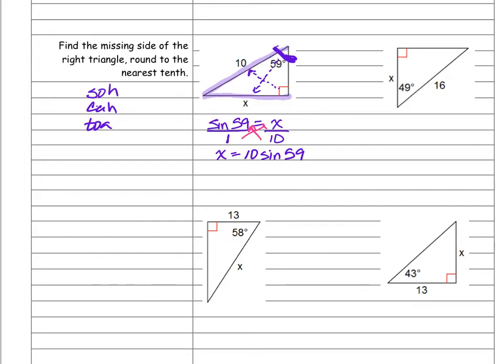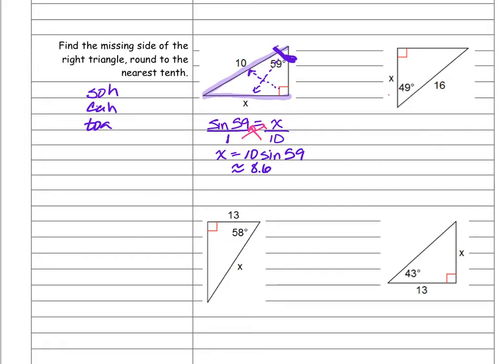So if I put this in here, I'm rounding, right? So it's going to be approximately equal to, not equal to. X is approximately equal to 8.6. And that's how we do it, you guys. We're going to do the same thing on every single problem. Okay, so here we go.